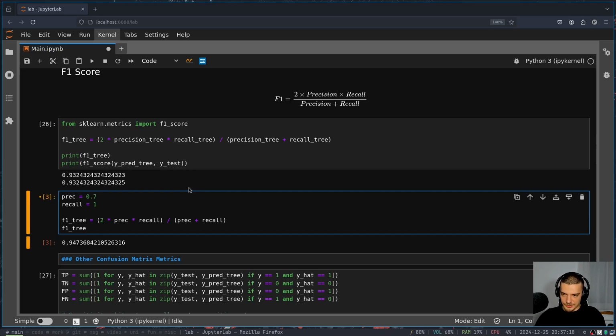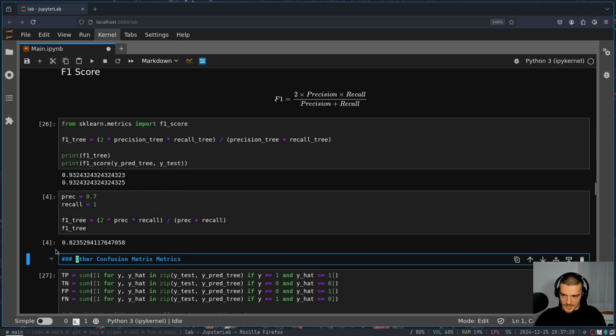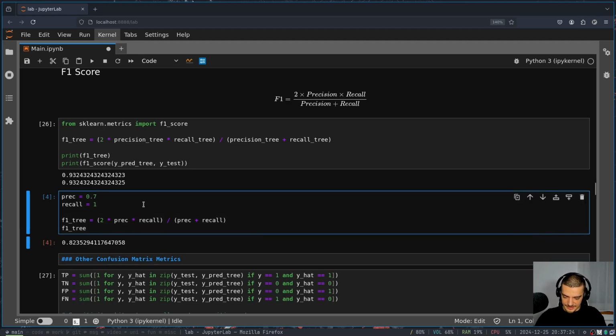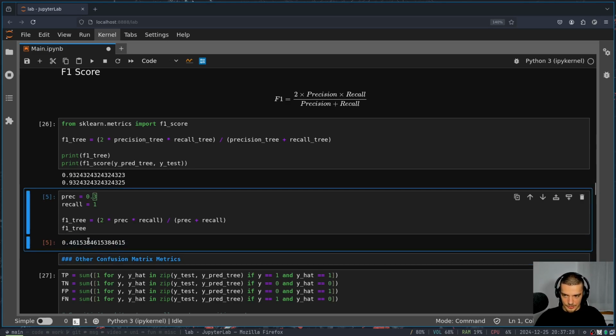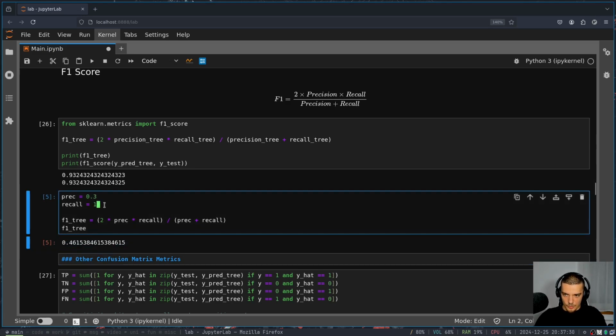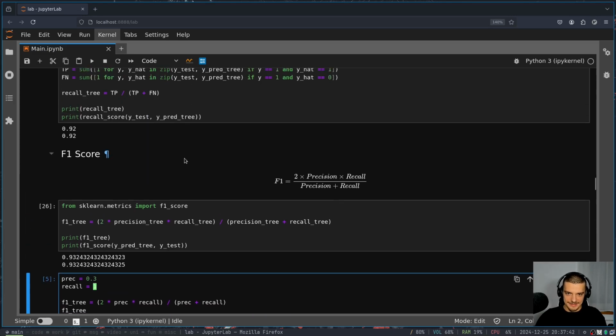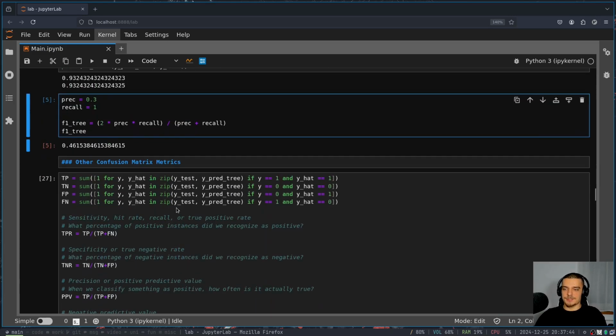If I get to 0.7, my F1 score is quite low. But if I get, for example, to something like 30%, you can see that this drops massively. So you need to have both quite high. You cannot just have one very high and the other one very low. If you want to have a decent F1 score, you need to have a decent precision and a decent recall. That's what this score is for. It's balancing these two metrics.